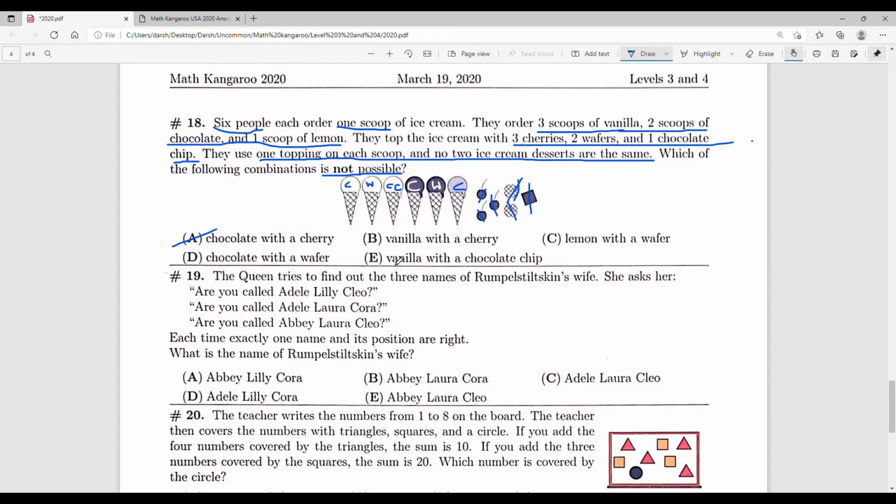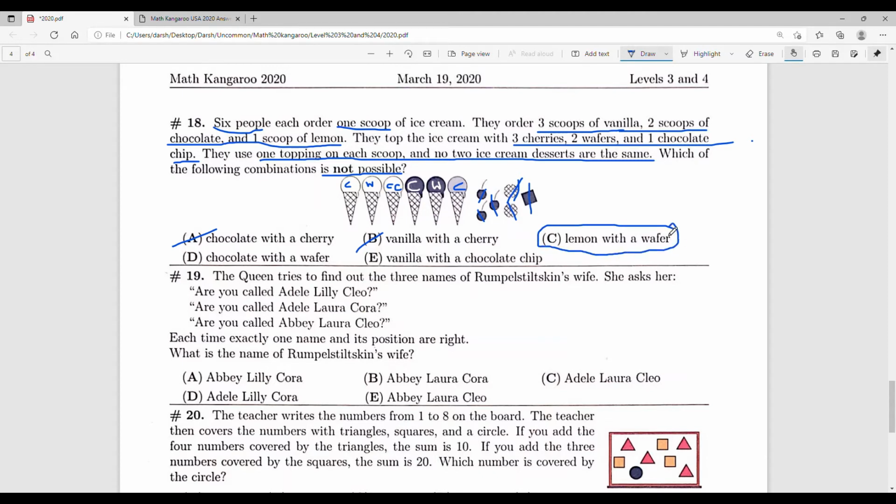B, vanilla with a cherry. We see vanilla with the cherry here, so we know B is possible, meaning it's not our answer. C, lemon with the wafer. Lemon is with the cherry, so that means lemon with the wafer is impossible, so our answer is C.